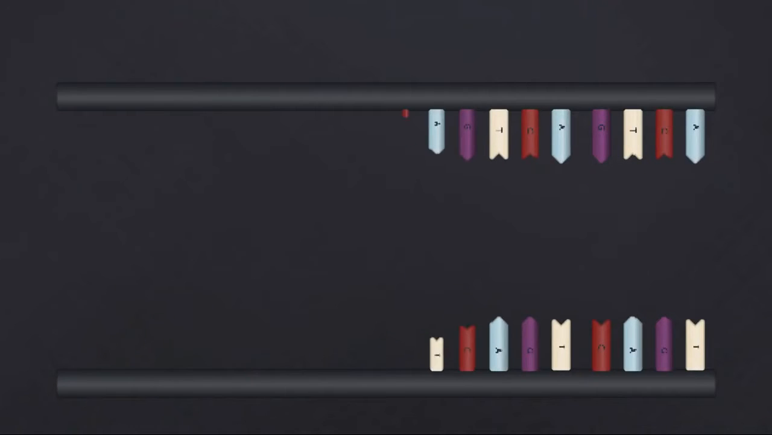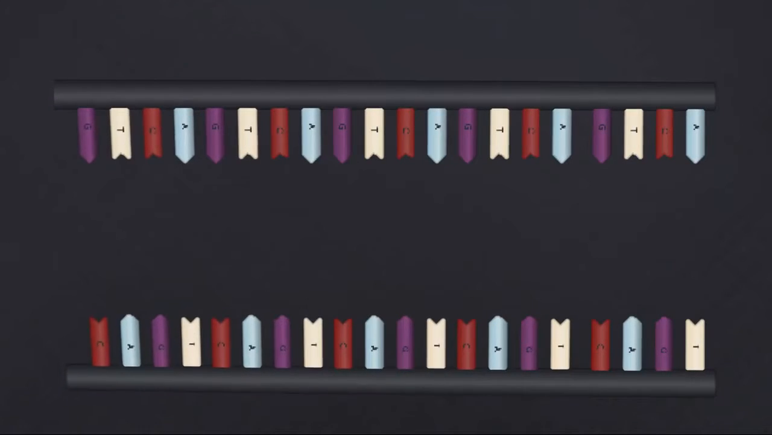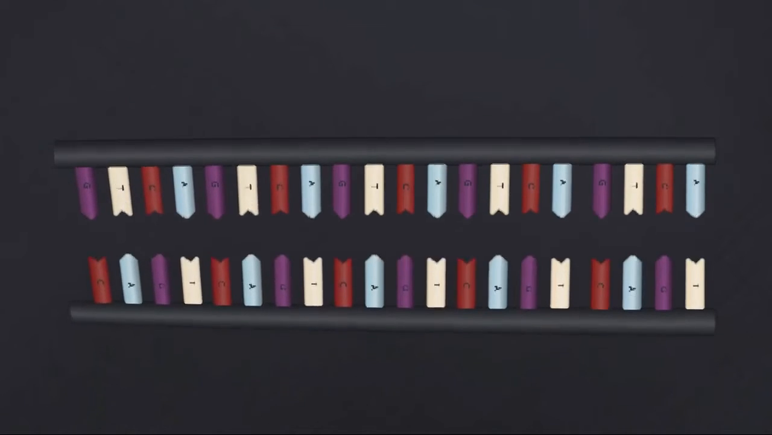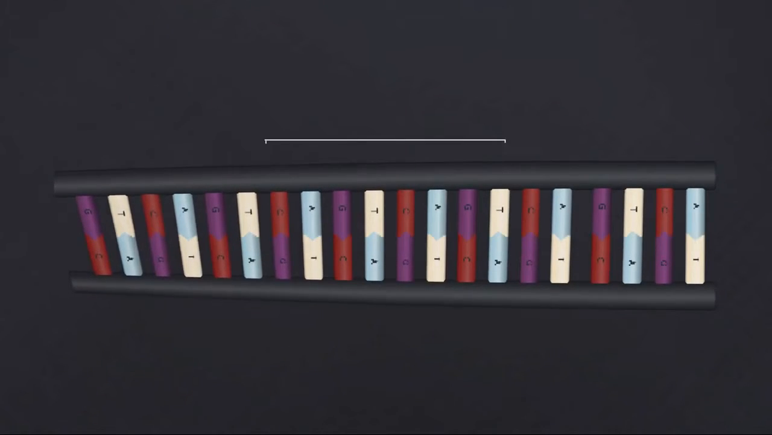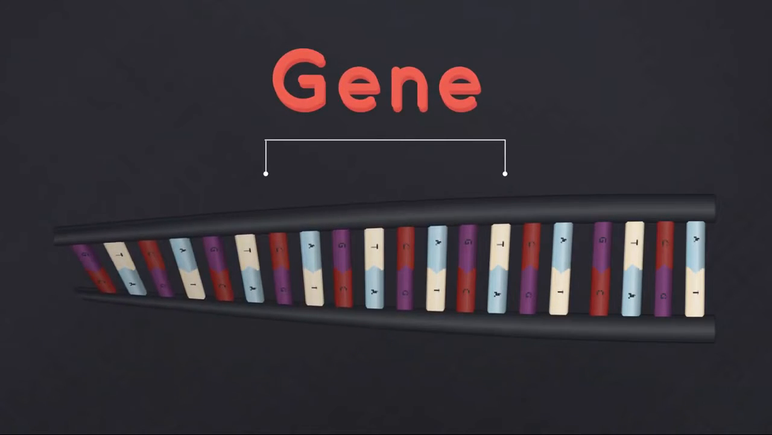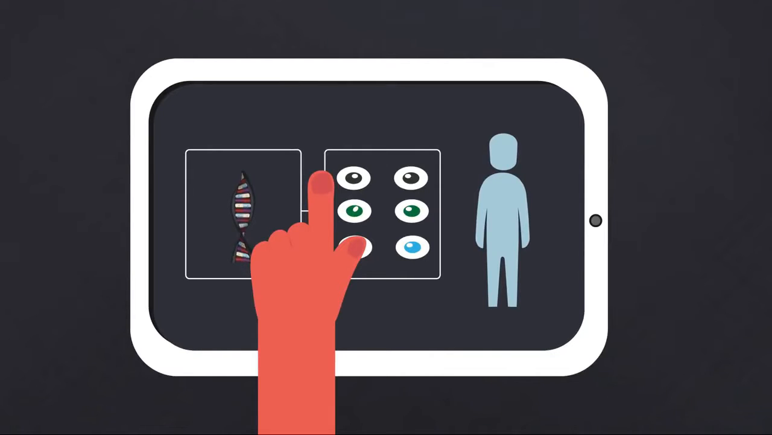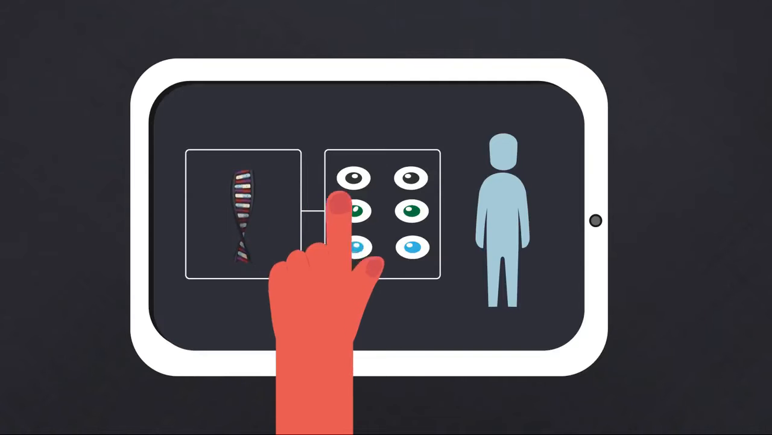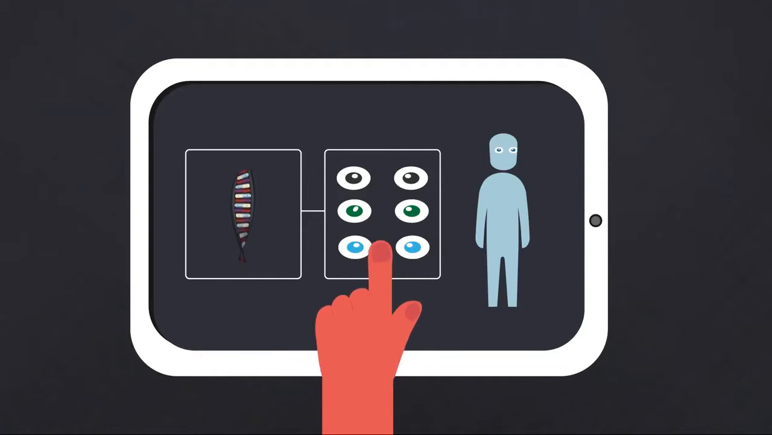DNA contains lots and lots of sequences. Some sections of these sequences have a specific genetic code for making particular proteins, and these special sections are called genes. A gene is just a short section of DNA, and because each gene codes for a specific protein, it is in these genes that give us our individual characteristics, such as whether you have blue eyes or brown eyes.